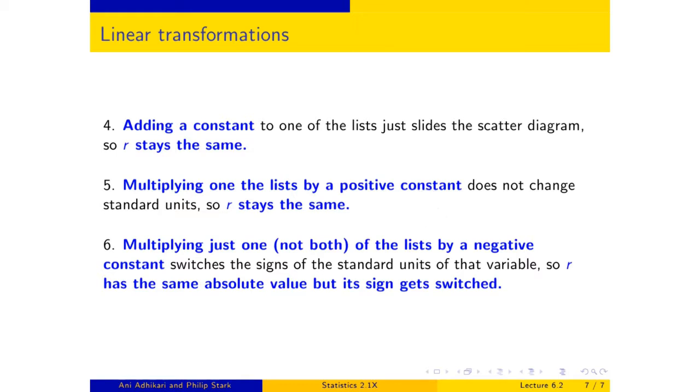So to summarize, r measures the degree of linear association. It is positive when the scatter diagram slopes up. It is negative when the scatter diagram slopes down. It is a pure number. It does not depend on the units in which you have measured your data. It does not depend on which you have chosen to put on which axis.